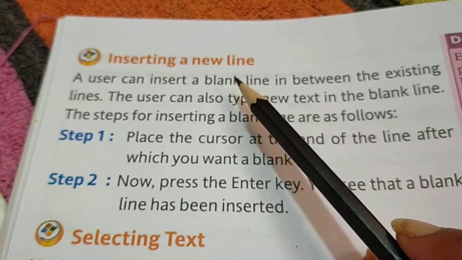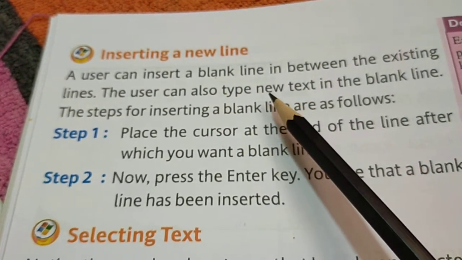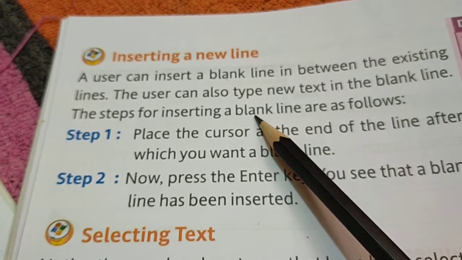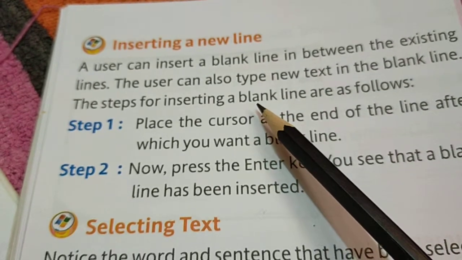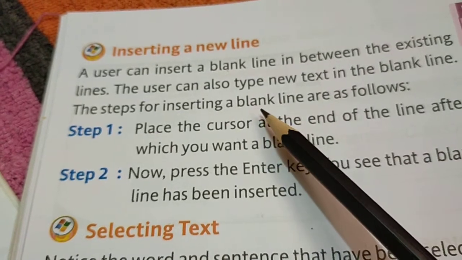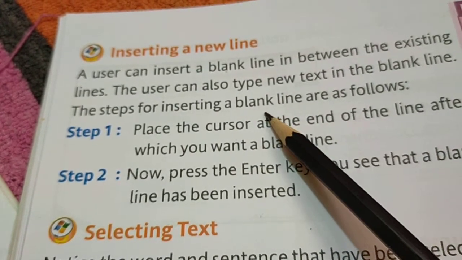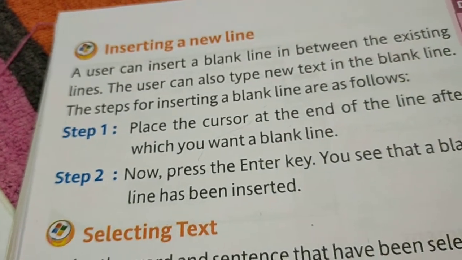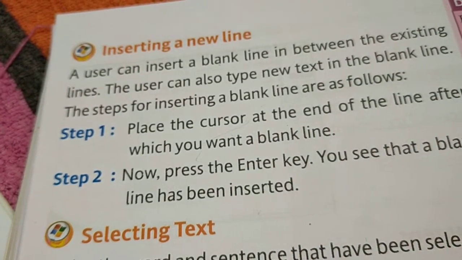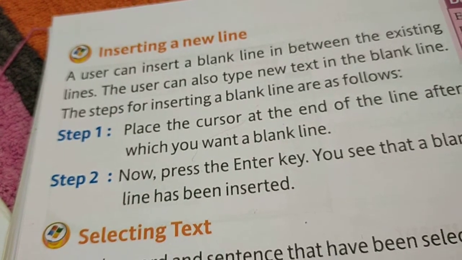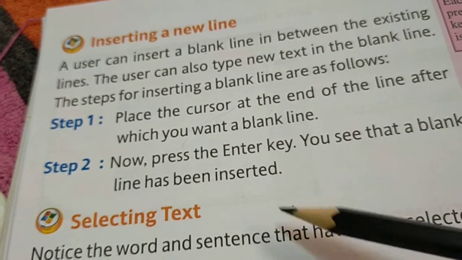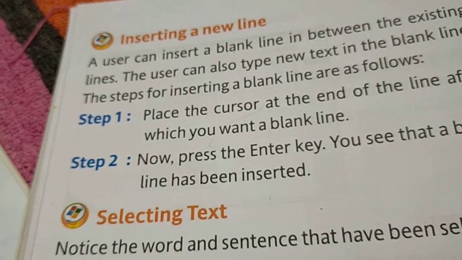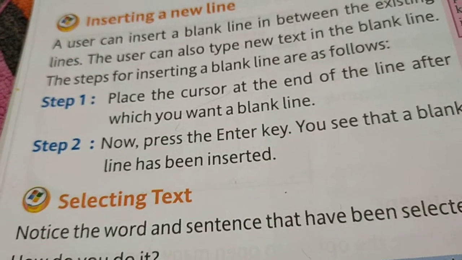Inserting a new line. You have to insert a new line wherever you want in a document. Suppose you typed 5 lines in your document and you have to insert a second line. You just keep the cursor at the last word of the first line and press the enter key. After pressing the enter key, a new blank line will appear. You have to type that text in that blank line.